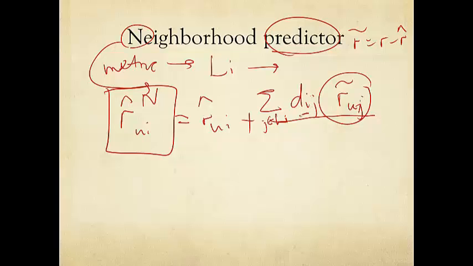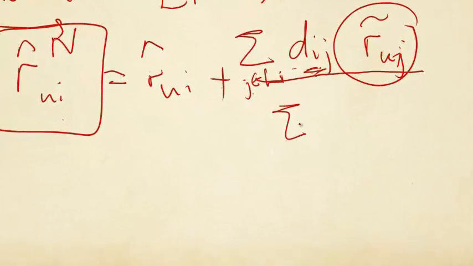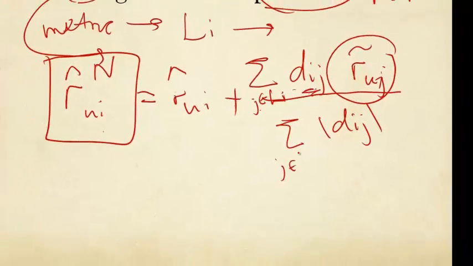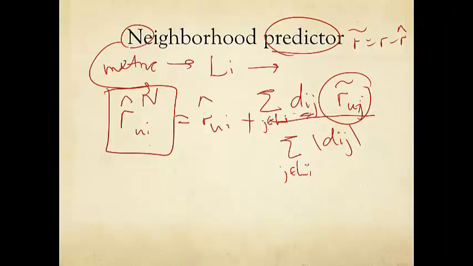Now, this may not be the best choice. We just don't have time to go into optimizing this particular choice of the weights. So let's say it's just Dij. If Dij is positive, we're adding to the prediction. If it's negative, we're subtracting from that. And then we have to normalize somehow, right? Because we might be adding a lot of these movies in the neighborhood. So we have to divide by the magnitude of the weights, which is just Dij absolute, summing over J in the neighborhood for movie I, L sub I.